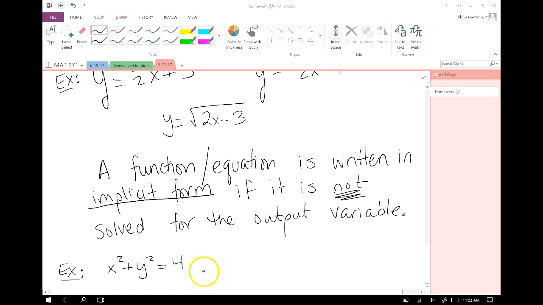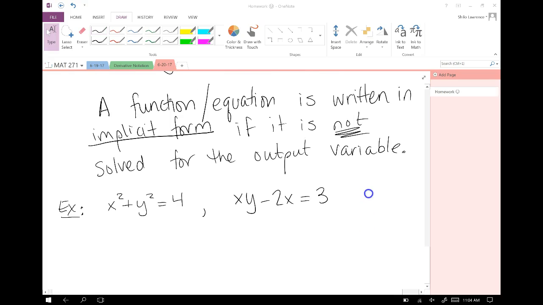A couple more examples of implicit equations. xy minus 2x equals 3. It is not solved for y. Yes? Point slope form. Yeah, technically point slope form is implicit because it's not solved for y. So the variables don't have to be on the same side. Nope. It's not solved for y.